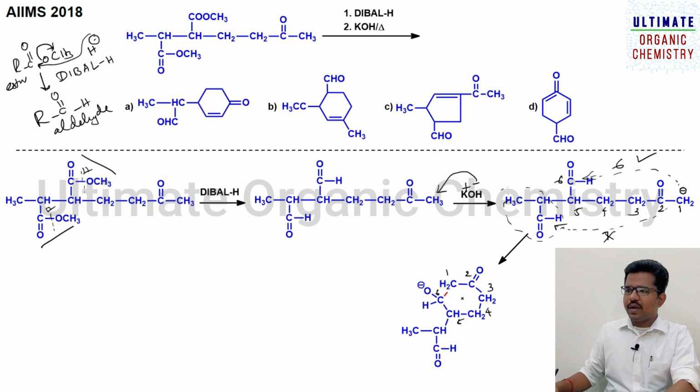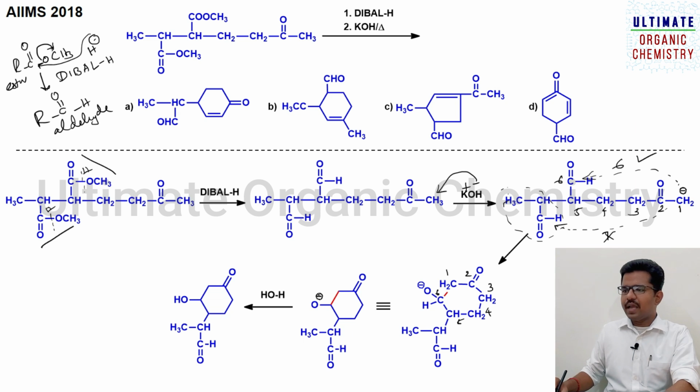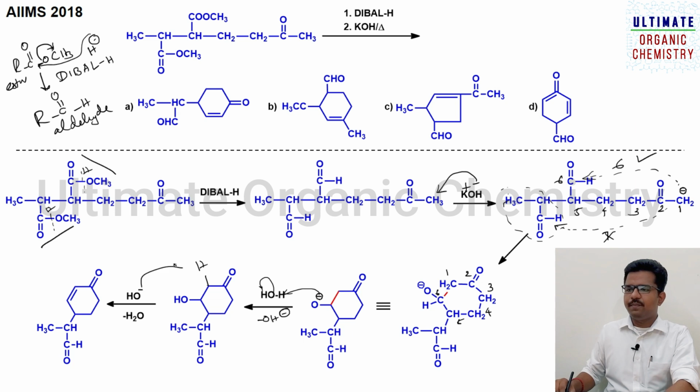If you want to write the line structure, I'm just redrawing it. I'm just removing this CH2 and just putting a line. This is line structure. It forms a corresponding alkoxide. When this alkoxide is reacting with water molecule, it abstracts the proton and leaves as OH minus, and it will be protonated. The final step will be the removal of water in the presence of base. So it will lead to the formation of this product. So the right answer would be option A, please remember.